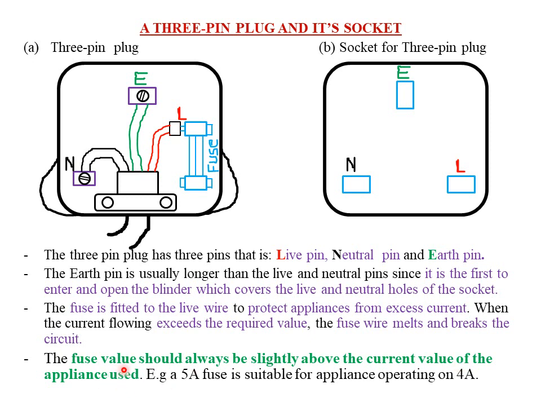Remember, we looked at these when we were tackling a given topic in Form 3, which was called heating effect of an electric current. So we said that, for example, a 5 ampere fuse is suitable for an appliance operating on a 4 ampere current. So the fuse value should always be slightly above the current flowing through the appliance being used.